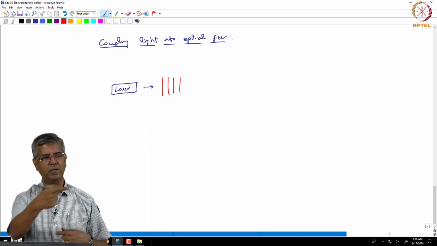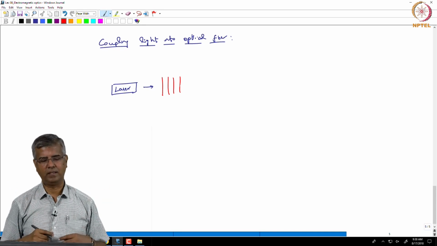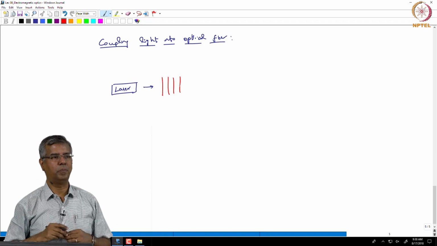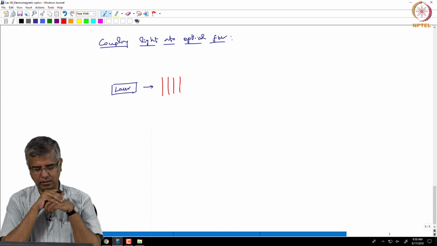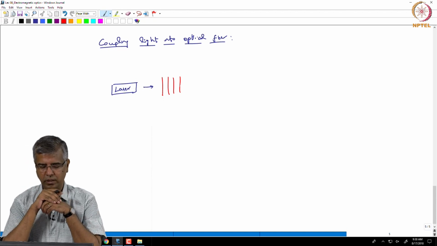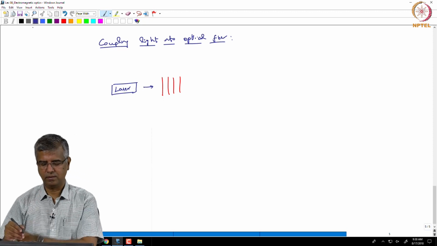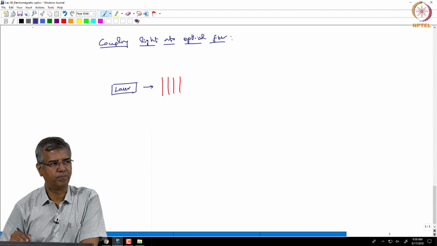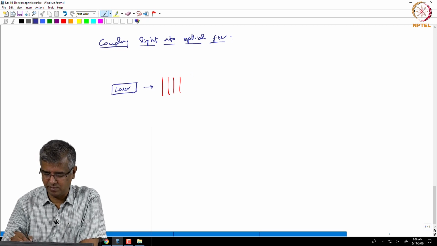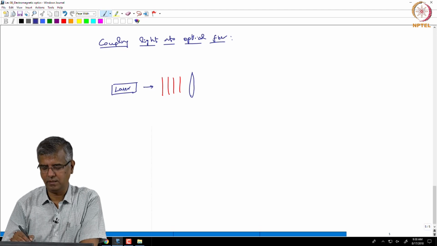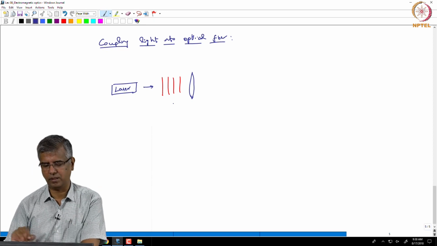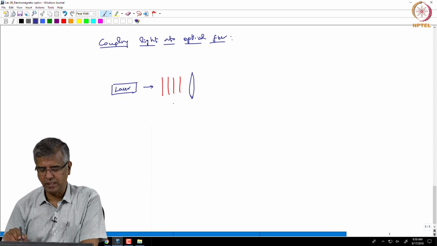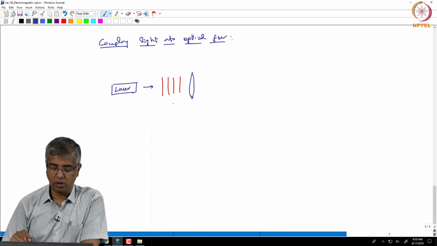You cannot just stick the fiber directly in the path of the beam, because it may couple something, but that would be a very, very small fraction of the light that's generated by the laser. So what do you have to do? If you want to fit this into the waveguide, use a lens, right? So you basically put a lens over here, which brings the light into a focus. And what does the lens do?